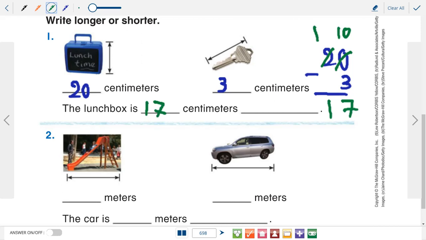Is it longer or shorter than the key? Longer or shorter than the key? Longer. Excellent. It is longer.